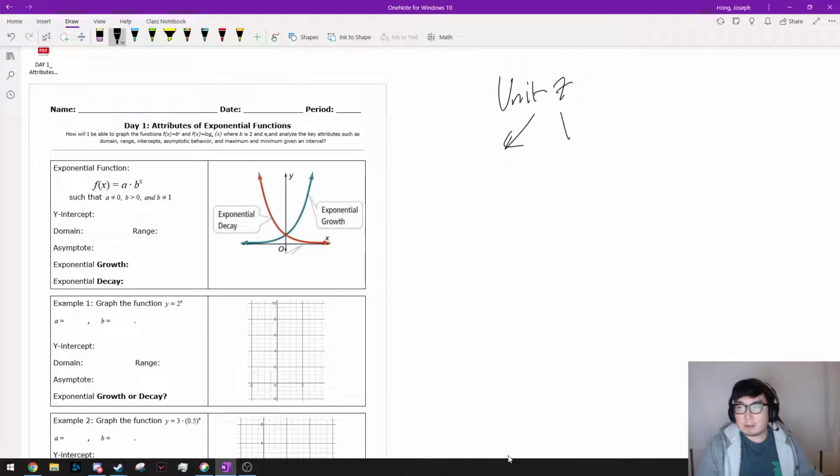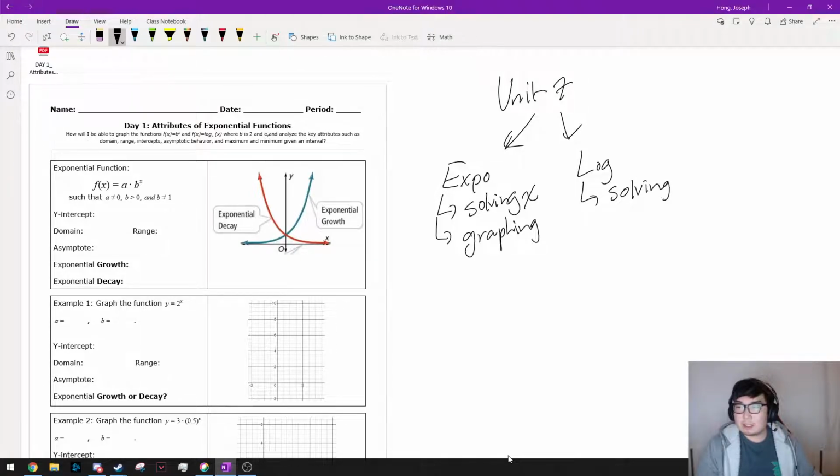We have two parts. We have exponential, which I abbreviate as expo, and we have logarithmic, which is called log. Through exponential and through log, you're going to be talking about solving for x and graphing. And for the log side, we're also going to be talking about solving for x and graphing. Know that these two are really the same thing because these are inverses of each other.